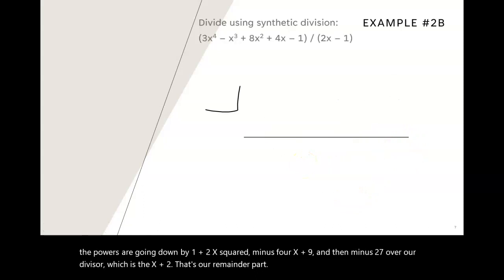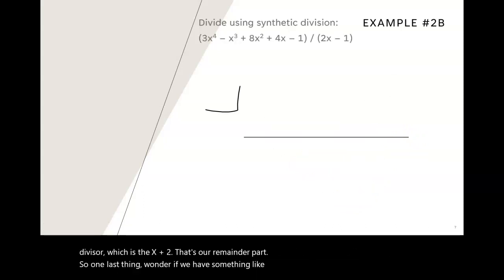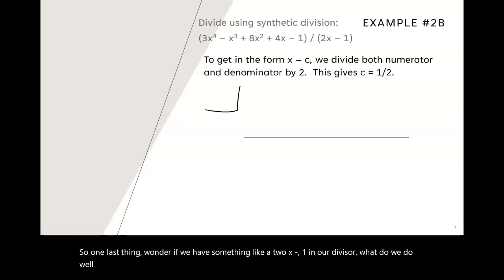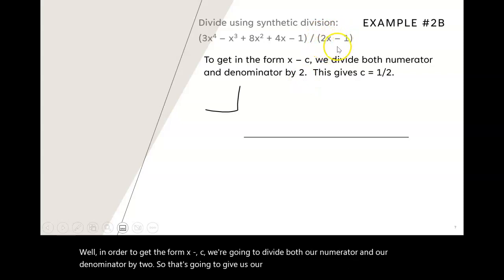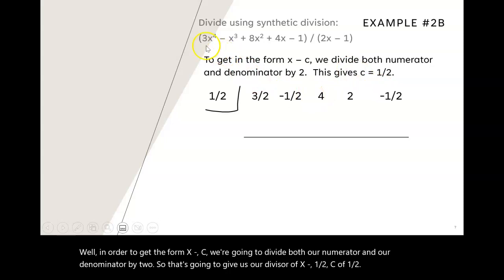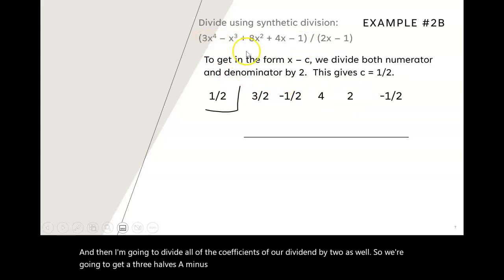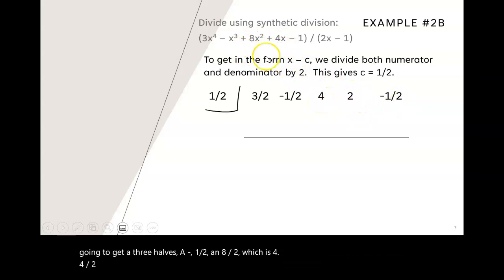All right, so one last thing. Wonder if we have something like a 2x minus 1 in our divisor. What do we do? Well, in order to get the form x minus c, we're going to divide both our numerator and our denominator by 2. So that's going to give us our divisor of x minus 1/2 and a c of 1/2. And then I'm going to divide all the coefficients of our dividend by 2 as well. So we're going to get a 3/2, a minus 1/2, an 8 divided by 2, which is 4, 4 divided by 2, which is 2, and -1 divided by 2, which is -1/2.